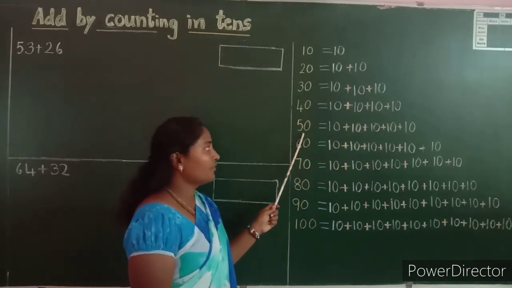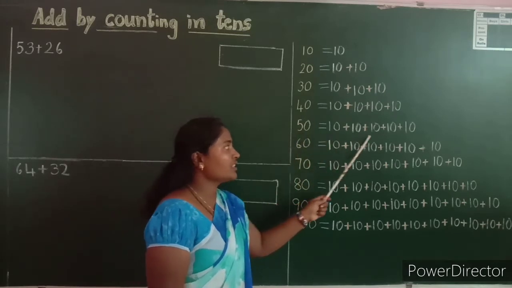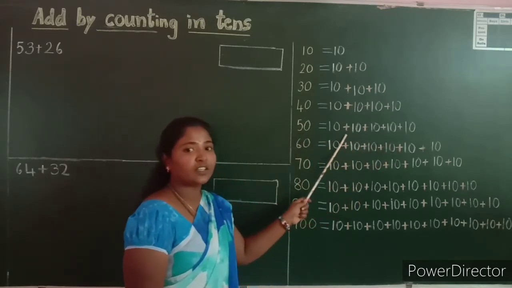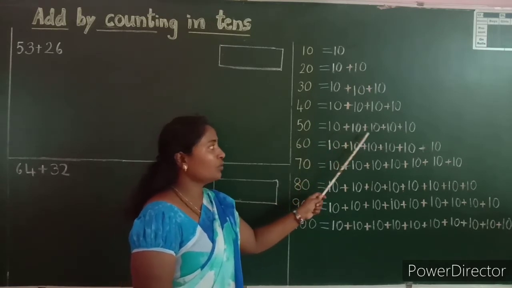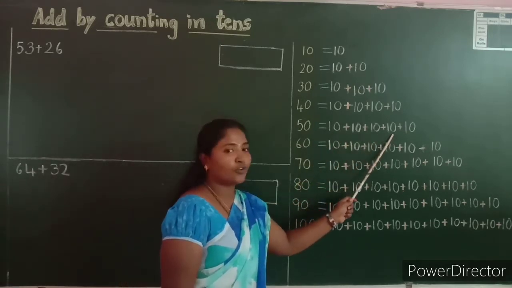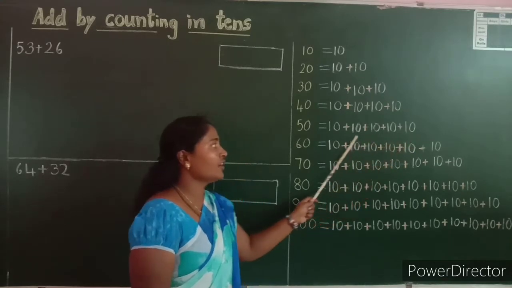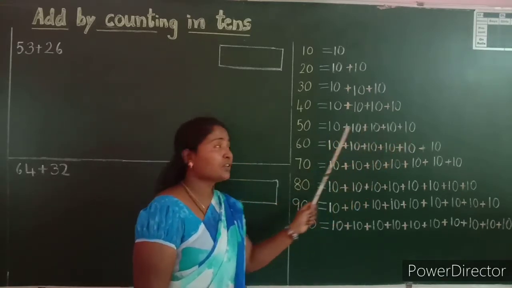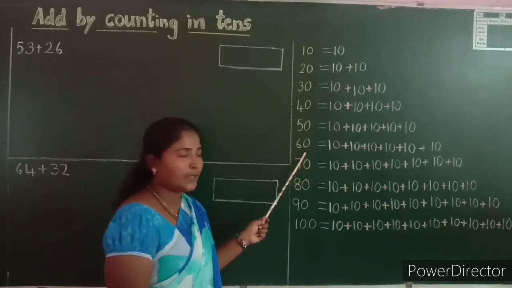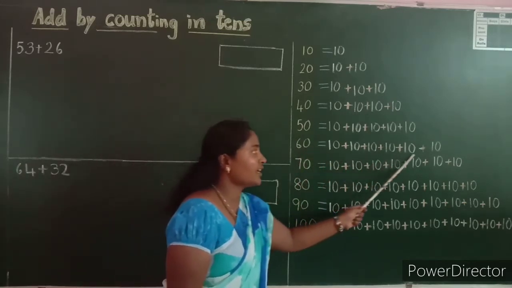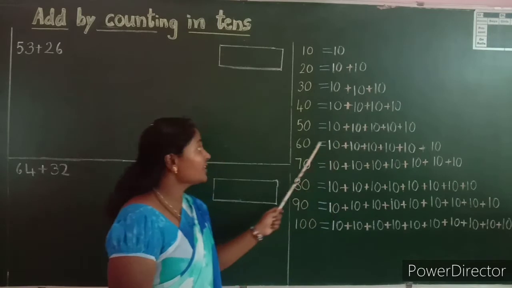Next is 50. How many tens are there in 50? Yes, 1, 2, 3, 4, 5. 5 tens make 50. Next is 60. 6 tens make 60.